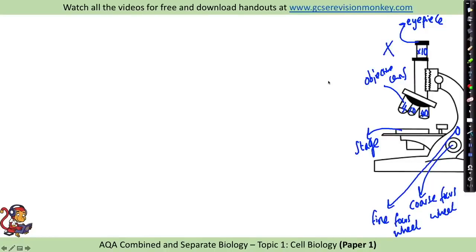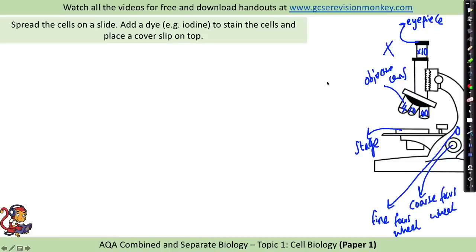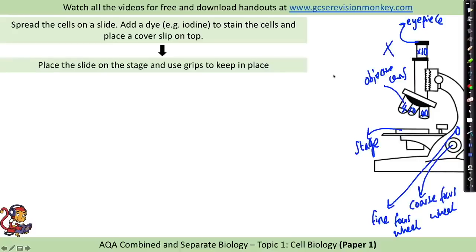So now I'm going to take you through the steps to carry out this required practical. First of all, to prepare the slide, you need to spread the cells on the slide, add a dye, for example iodine, to stain the cells, and then add a cover slip on top, and this is just a small transparent square so that you don't get any of the dye onto your lenses. Place the slide on the stage and use the grips to keep it in place.